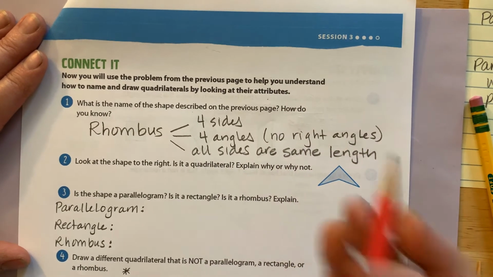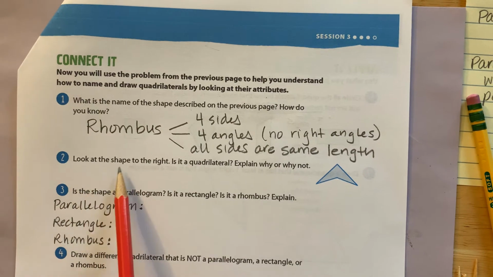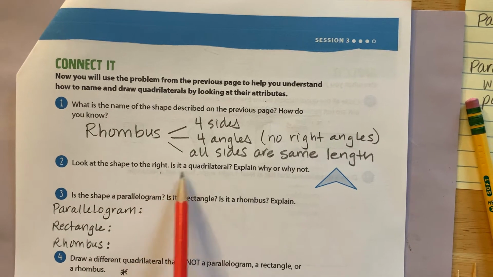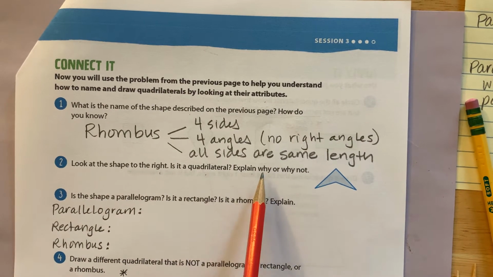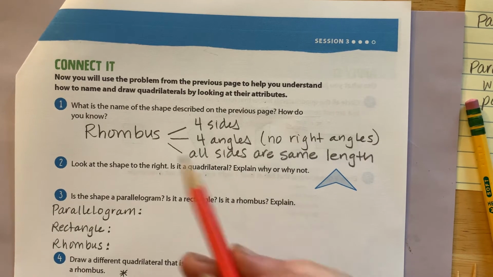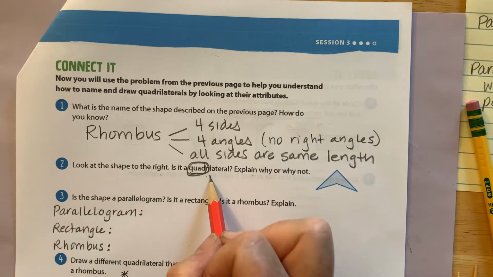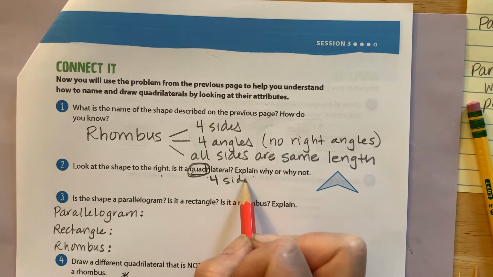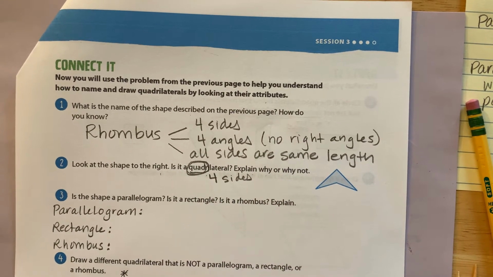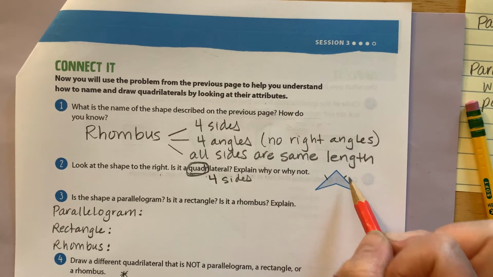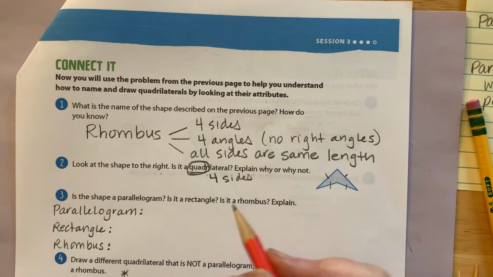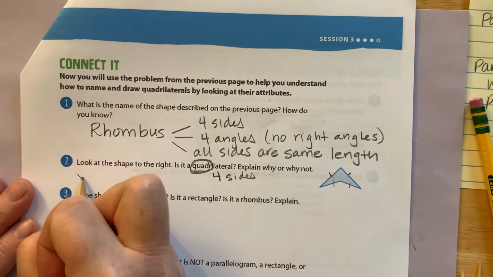Okay, that is a rhombus. Look at the shape to the right. Is it a quadrilateral? Explain why or why not. In order to be a quadrilateral, what does it need to have? It needs to have 4 sides. Does this have 4 sides? Let's count. 1, 2, 3, 4. So yes, it is a quadrilateral.